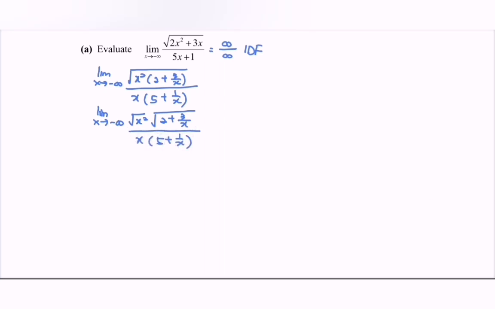So kindly refer to the situation. As we all know, the square root of x squared actually equals the modulus of x. Based on the definition, we have x when x is greater than or equal to 0, and negative x when x is less than 0. So based on this part, limit when x approaching negative infinity, meaning that we are going to make use of negative x.